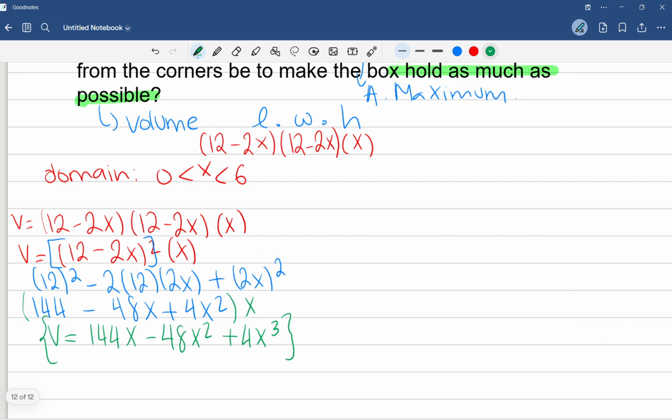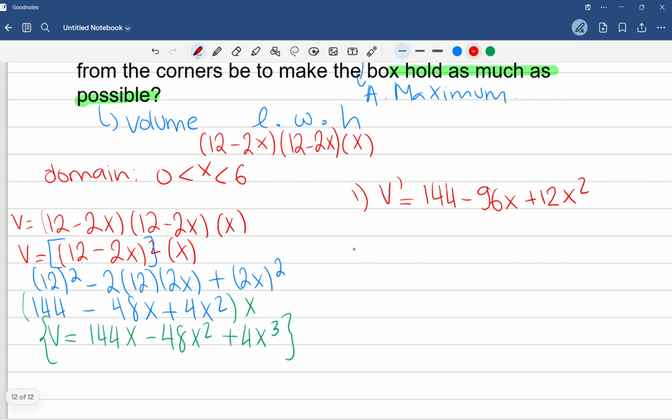So the main point of this section is basically I'm the one who's going to be creating my equation. And now I have done just that. Now we're going to continue the same steps like we did in 4.1 and 4.3. So I'm going to find my v prime, which is going to be 144 minus 96x plus 12x squared. So this is my derivative.